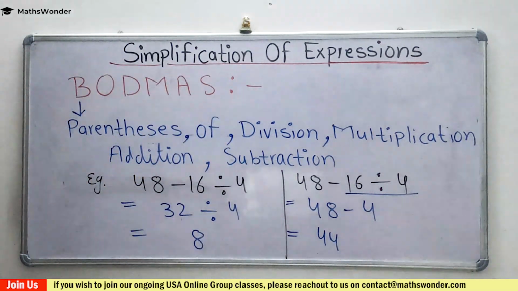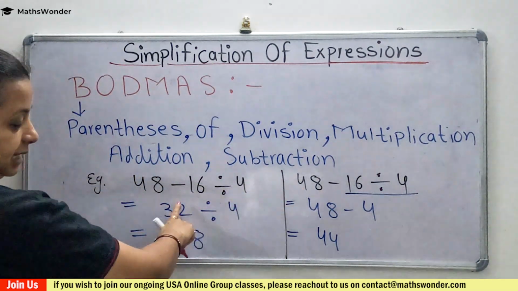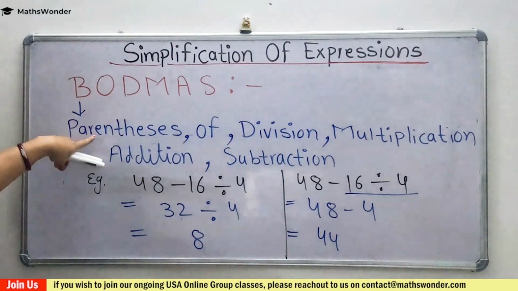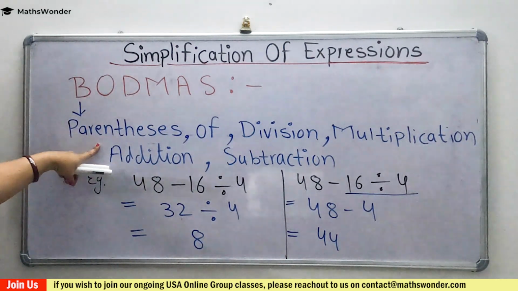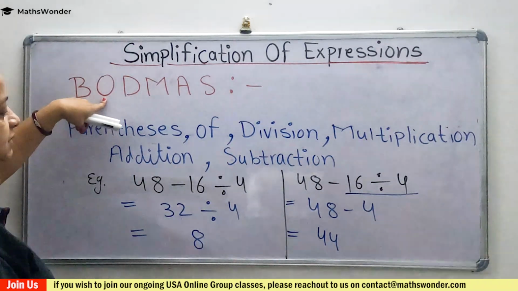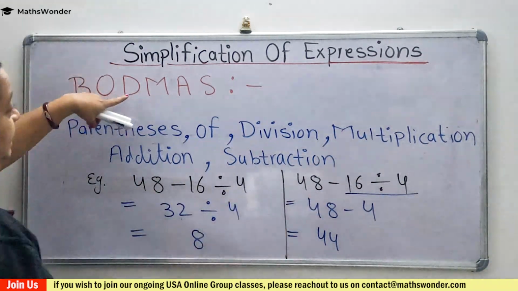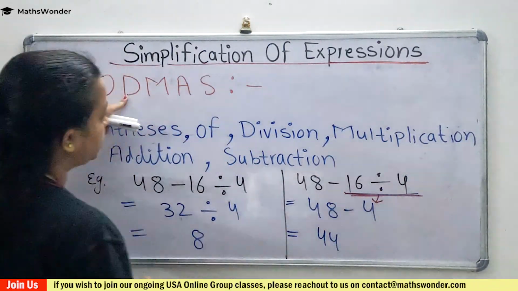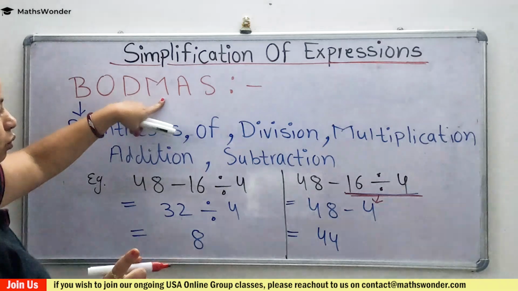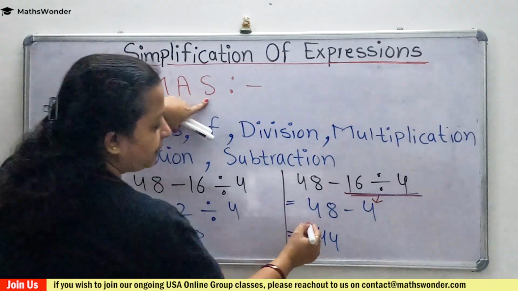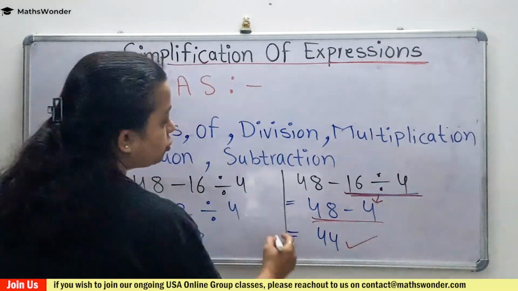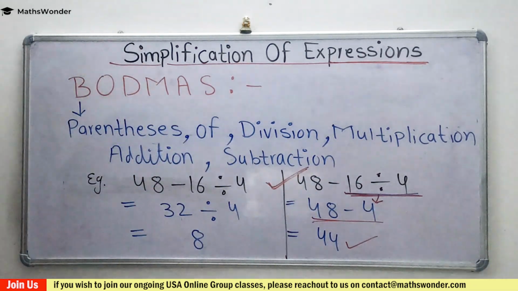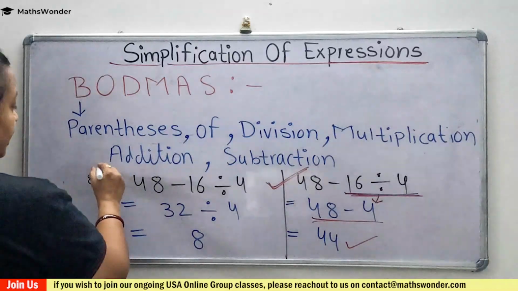But do you know, in this question there is no parenthesis, or you can say bracket. Bracket or parenthesis is the same. O stands for of. Of is also not there. Is division there? Yes, of course, division is there. That's why we solve division first. Is multiplication there? No. Is addition there? No. Then subtraction we have, right? So we solve it. So this is the correct way to do the question. This is not the correct way.